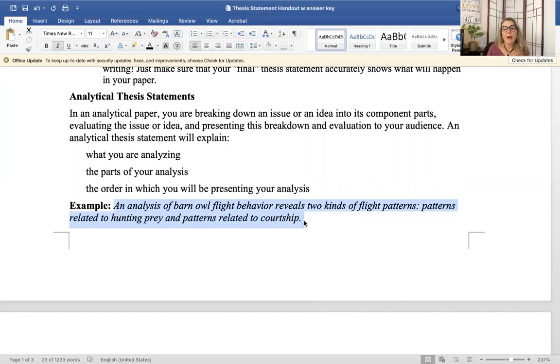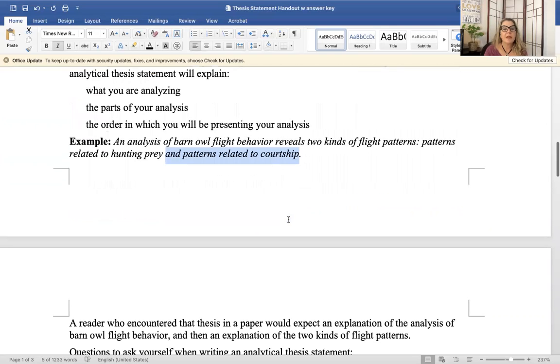An analysis of barn owl flight behavior reveals two kinds of flight patterns: patterns related to hunting prey and patterns related to courtship. So the first thing you notice is, is there a topic here? Yes. Okay, the topic is barn owl flight behavior. The second part is an analysis of two kinds of flight patterns. How many parts is the analysis? Well, it's two parts because the writer is going to analyze patterns related to hunting prey and patterns related to courtship. Okay, so in this paper, the writer would be focusing on those two areas. Something to keep in mind.